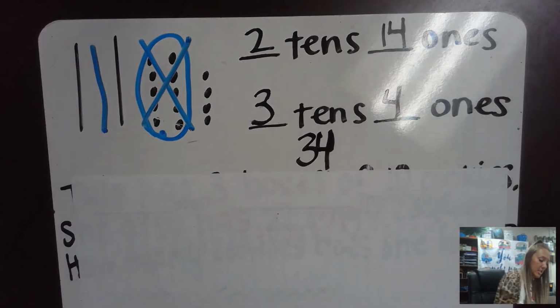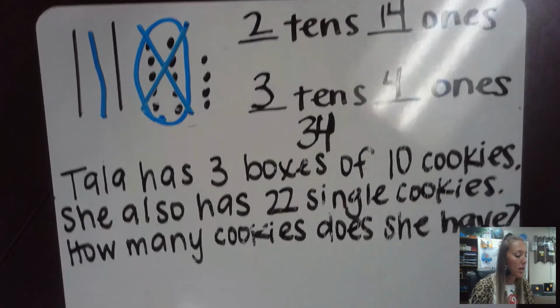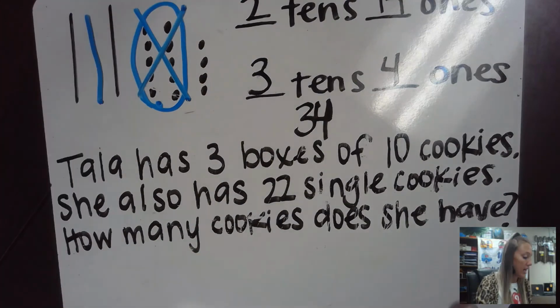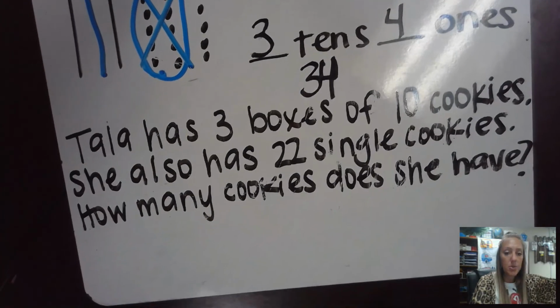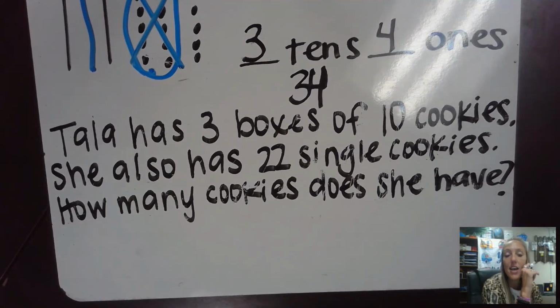And last but not least is an example of when we will need to know how we trade out. So we have an example here. Tala has 3 boxes of 10 cookies. She also has 22 single cookies. How many cookies does she have? That's a lot of counting if you're going to count one by one. So I'm going to use base 10 to represent this, but we're also going to use our trading tactic.